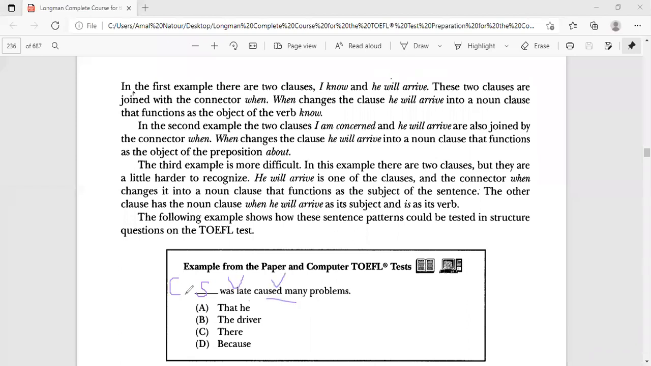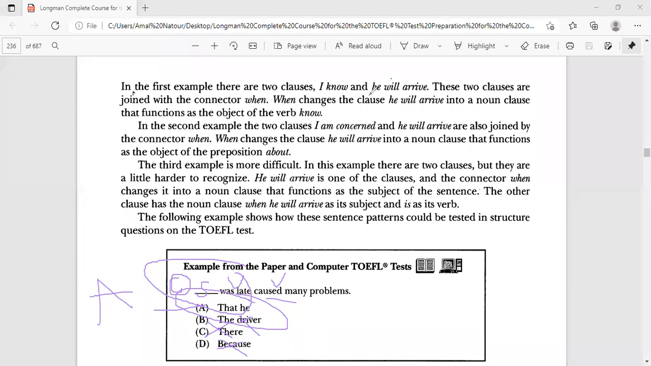So here I need a connector that with the first clause plays the role of the noun, or the subject, for the verb caused. So here I have to search for a connector and a subject. So I look here at the multiple choice. This one is a connector, it does not have a subject. This one is not a connector; the driver is a subject without a connector. And that he, this is a connector and a subject, and so A is the right answer.